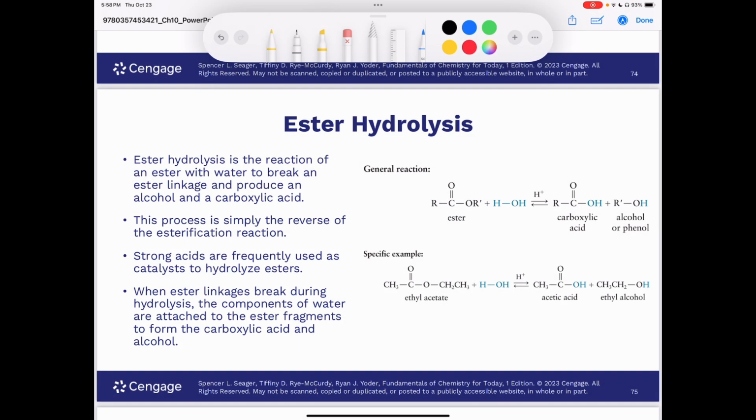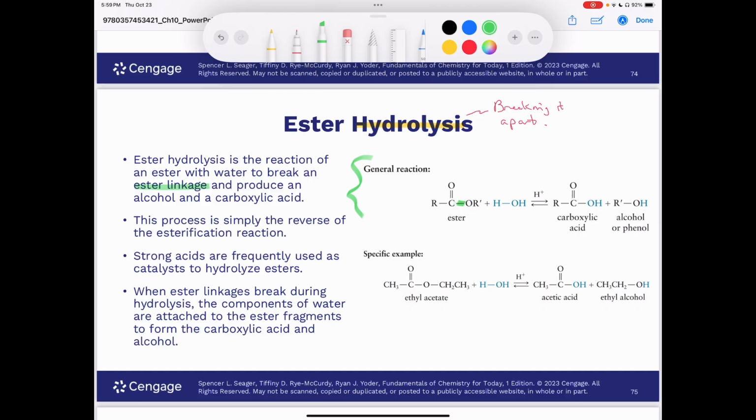Well, now that we've learned how to make an ester, let's talk about how you break it apart, or hydrolyze it. So hydrolysis of an ester is nothing more than breaking it apart. And so ester hydrolysis is the reaction of an ester with water to break the ester linkage. Remember, the ester linkage was the bond between the carbonyl carbon and the oxygen of the alcohol. And when we break that ester linkage, we're going to regenerate an alcohol and a carboxylic acid. And so if you're looking at this and saying, well, this is just the opposite of esterification, you'd be 100% correct. That's all it is.